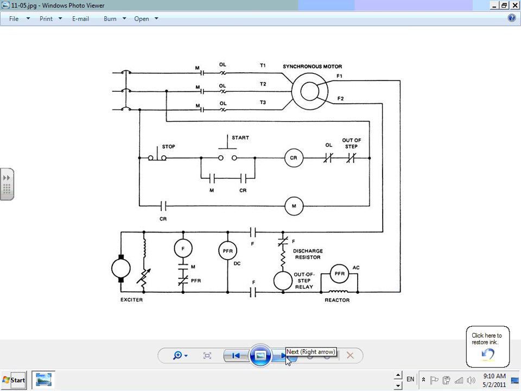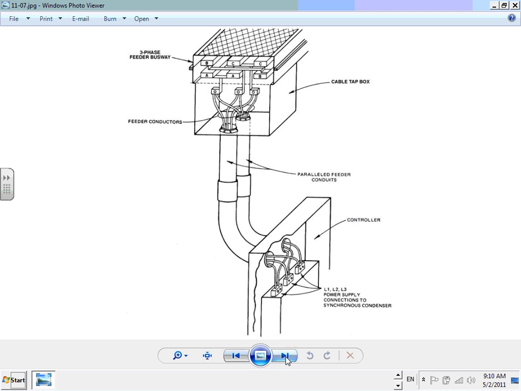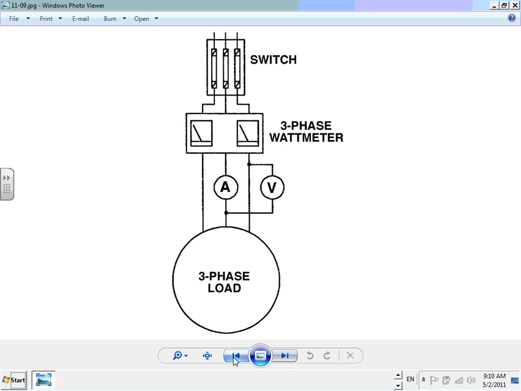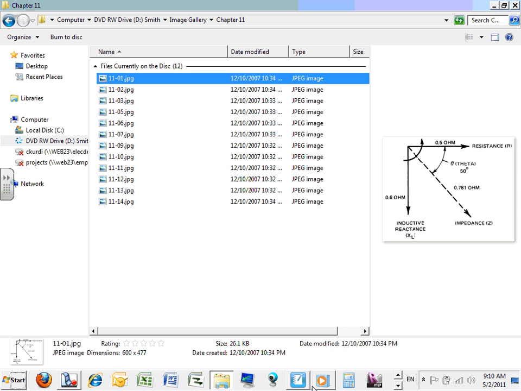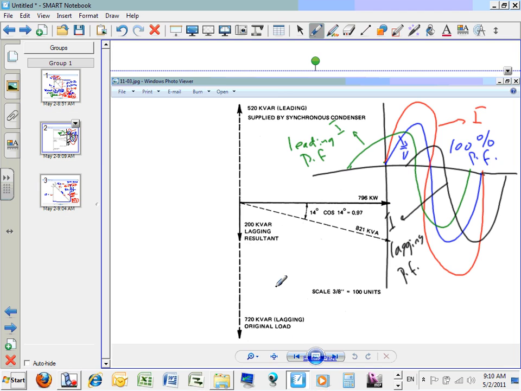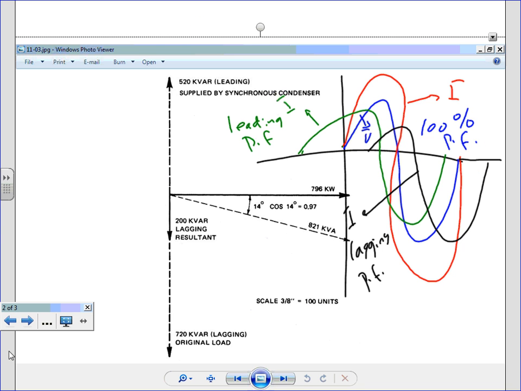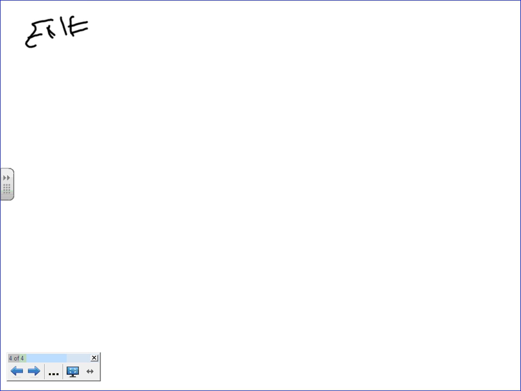Okay, there are two ways, guys, of correcting power factors. The most common way of correcting power factor is adding capacitors. Just to give you an idea how we correct power factor with capacitors, I'm going to give you a very quick example. Let's say I want to correct the power factor. Example number 1. I have a power system.